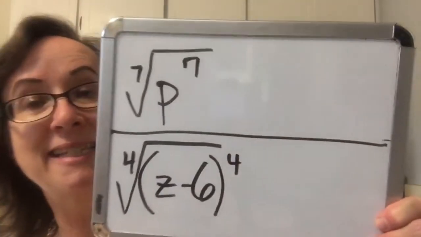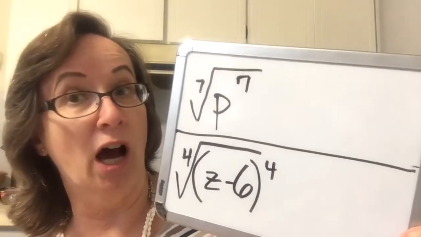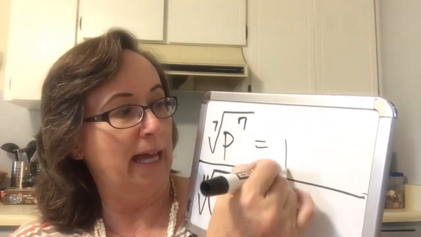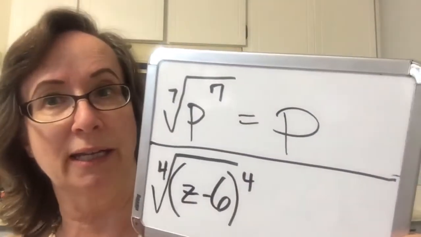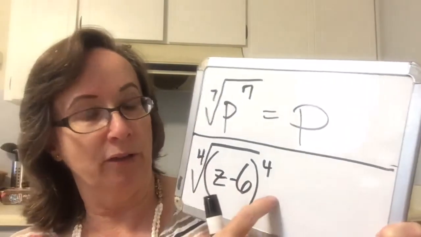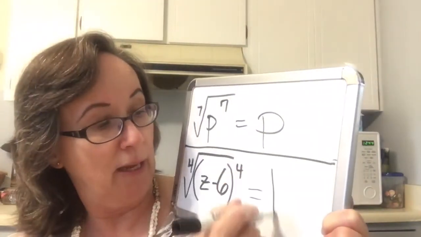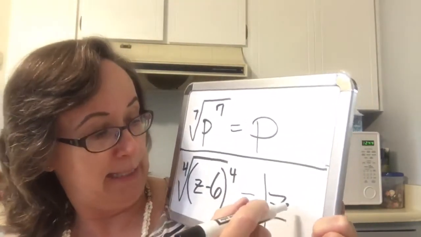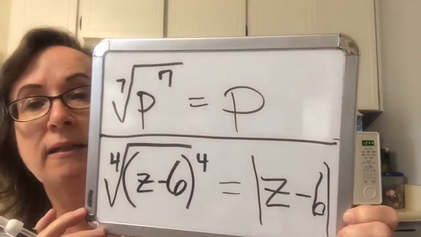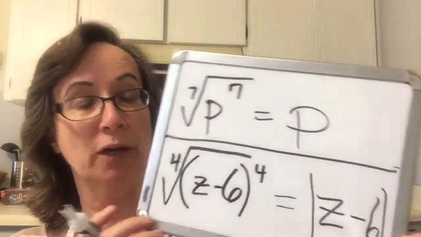So here we have the 7th root of p to the 7th. So we have an odd root and power. So we're going to say p keeps whatever sign it started out as. Here we have a 4th root and a 4th power. So we don't know what z was originally, but we know that we need a positive answer out. So we put the whole thing, z minus 6, in absolute value signs, and then we'll know we're okay.